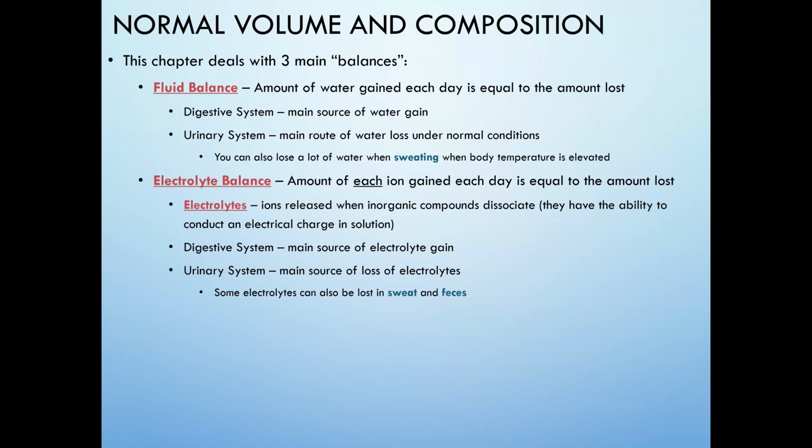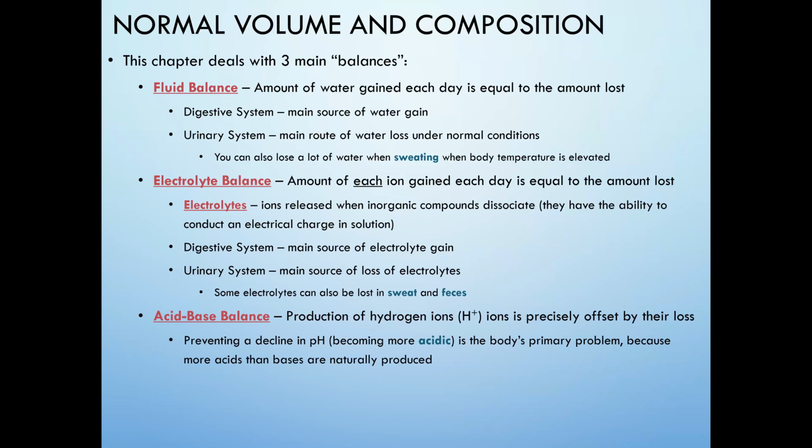Acid-base balance is when the production of hydrogen ions is precisely offset by their loss. Preventing a decline in pH, which is our body fluids becoming more acidic, is the body's primary problem because, as you're going to see later, we produce more acids than bases under normal natural circumstances. The kidneys and lungs play a major role in maintaining our acid-base balance. For example, if pH drops and becomes more acidic, hydrogen ions can be eliminated by the kidney and carbon dioxide can be eliminated by the lungs. We'll get into more detail with that later on.